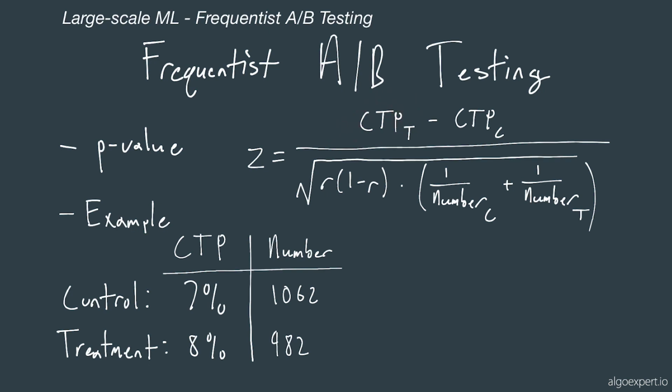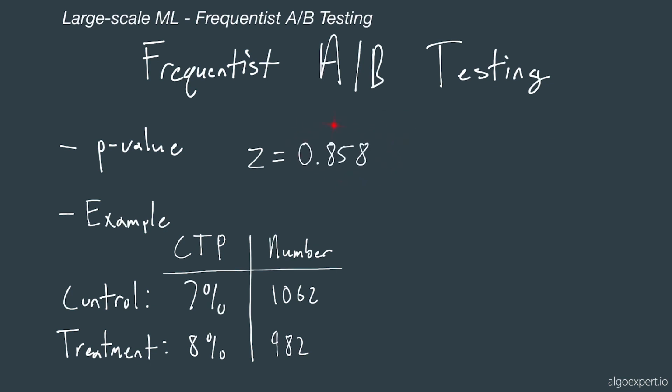So in the numerator, we have the click-through probability of the treatment minus the click-through probability of the control group, so that would just be 1 in the numerator, and we divide by the square root of r times 1 minus r, which we solved for previously, times this expression here. So that gives us a z-value of 0.858.